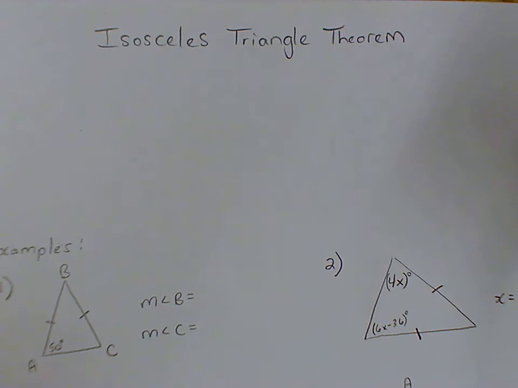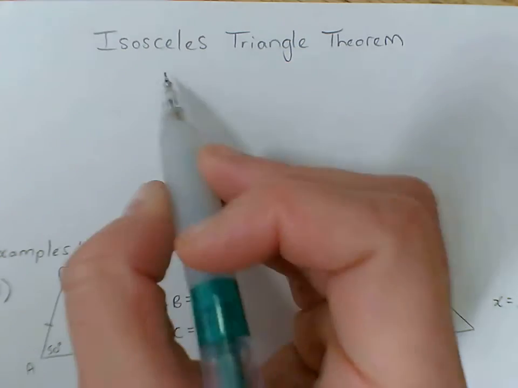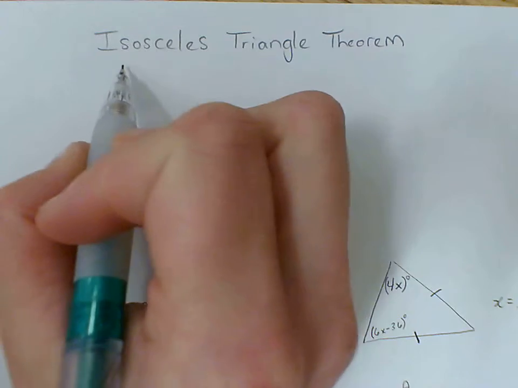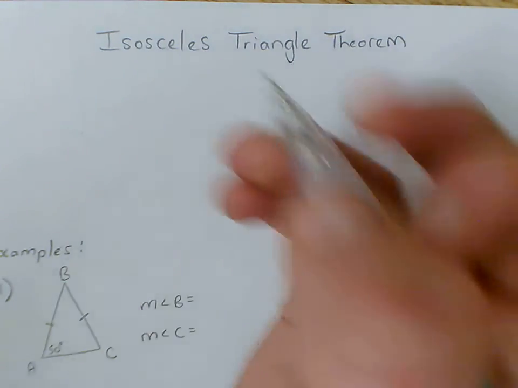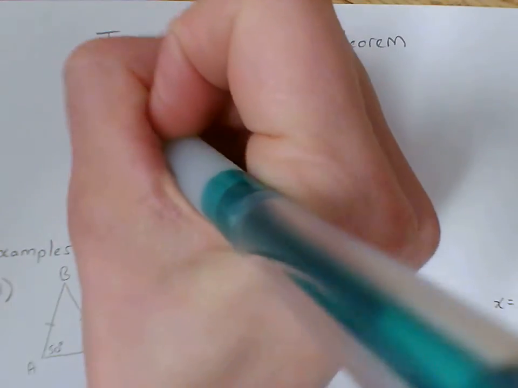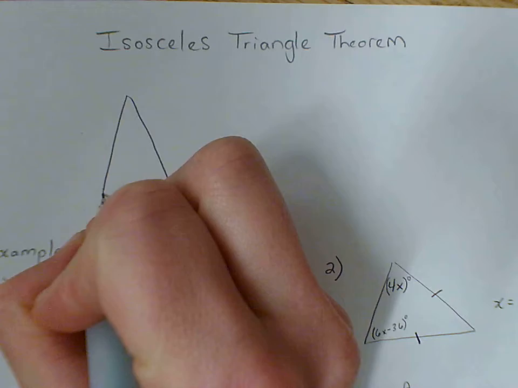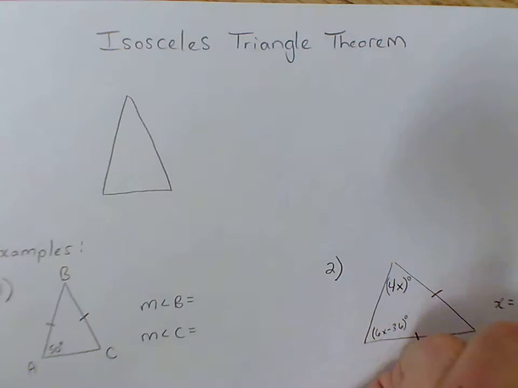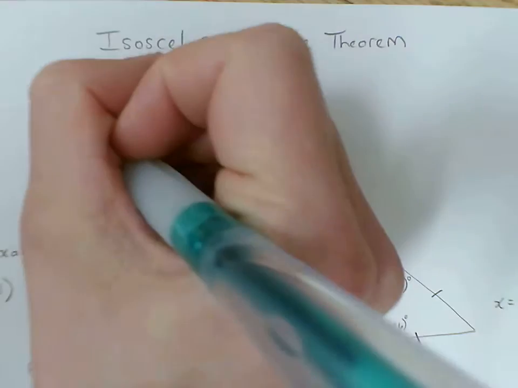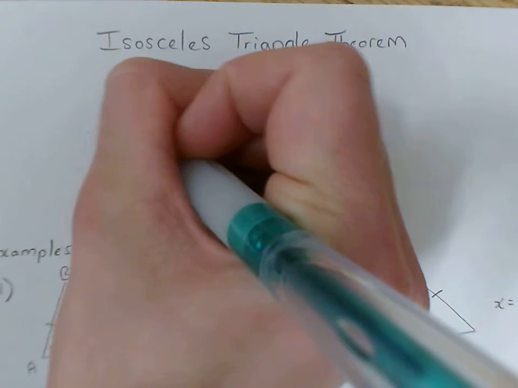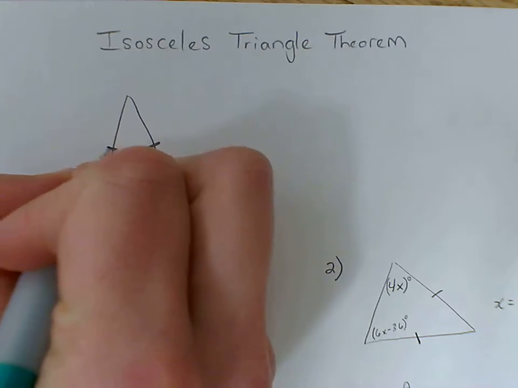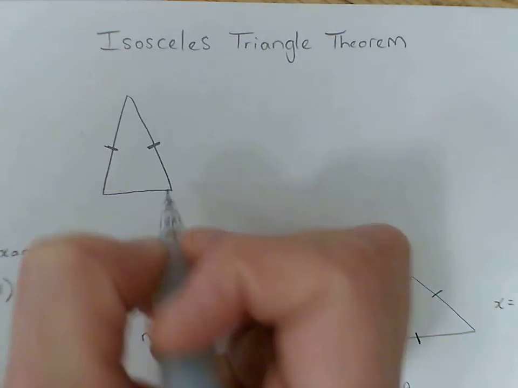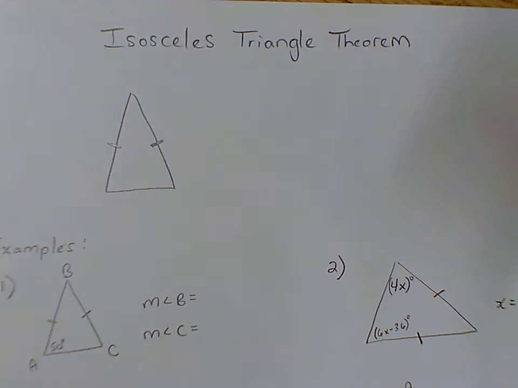Now we'll talk about the isosceles triangle theorem. To be able to use this theorem, you have to have an isosceles triangle. Remember, an isosceles triangle is a triangle that has two sides that are equal. So let's say that this side has the same length as that side. To show that, remember, we put our little tick marks.